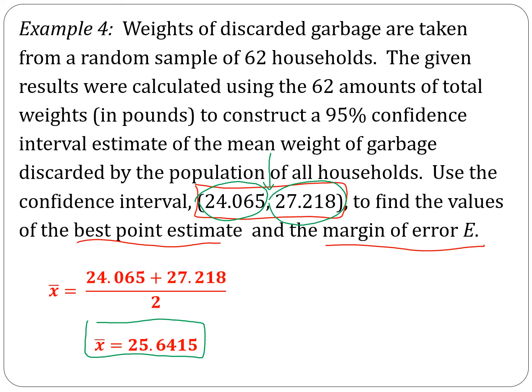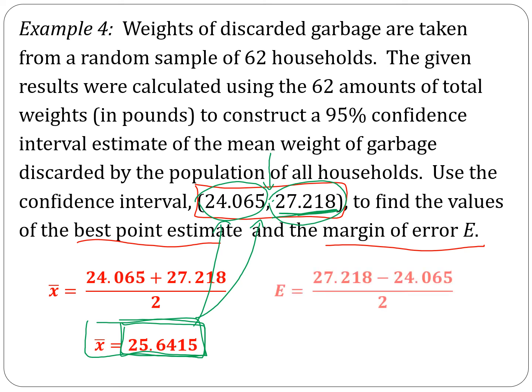The margin of error, now keep in mind the point estimate is right in the middle of these. So if we were to take either of these numbers, like 27.218, and subtract this number, we would get the margin of error. Same thing if we took this number and subtracted 24.065, we would get the same number. That's one way to get the margin of error. The other way is just to find the difference between these two values. We subtract these two and cut it in half because one margin of error goes to the right, the other one goes to the left. We get a margin of error of 1.5765.